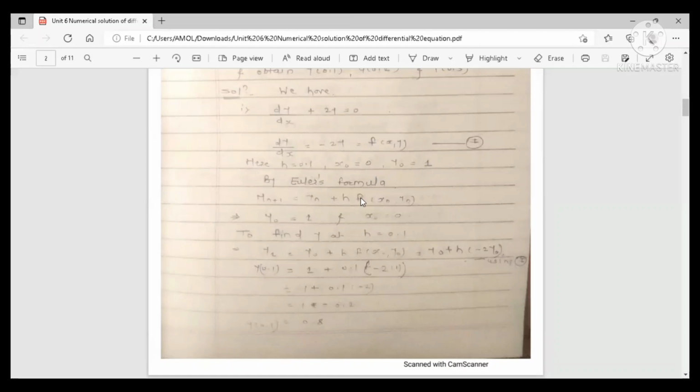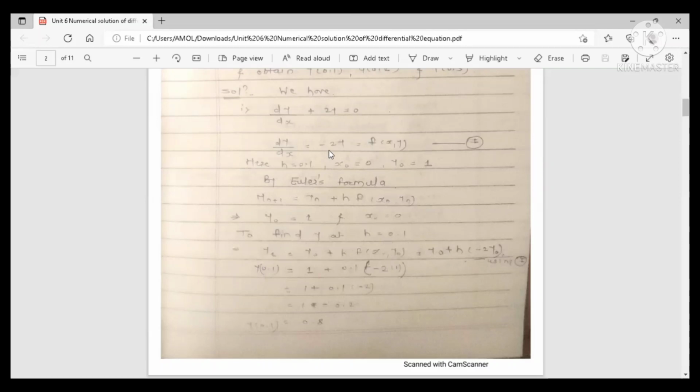So by Euler's formula, y n plus 1 is equal to y n plus h into f of x n and y n. This is the generalized formula. Here we are going to find y1. For y1, y naught is 1 and x naught is 0. So to find y at h is equal to 0.1, y1 is equal to y naught plus h into f of x naught y naught. Here y naught is 1 and h is 0.1. So y naught is 1 plus h is 0.1 into f of x naught, y naught.